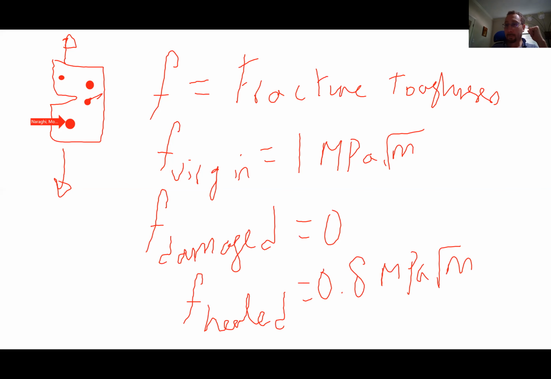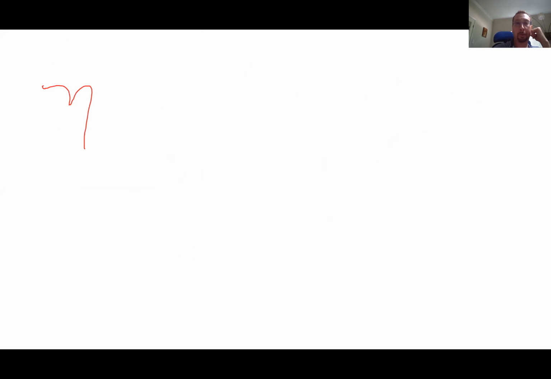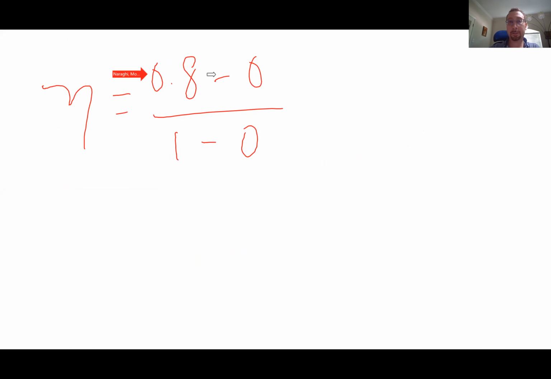So therefore, the healing efficiency will be 0.8 minus 0 divided by 1 minus 0. This is the property of the healed material, damaged material, these two are the same, and the virgin material. The virgin material is the material that did not have the crack extended all the way, is the material that did not have the healing agents.